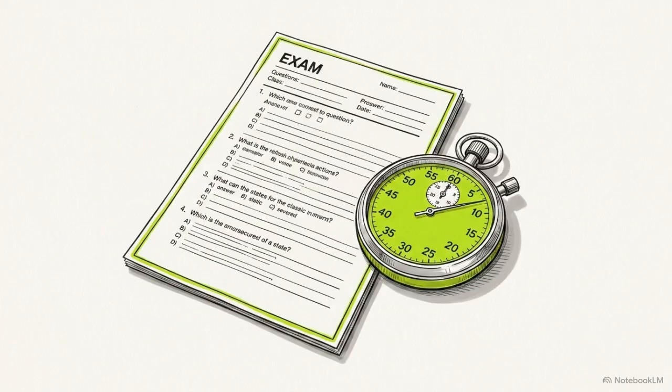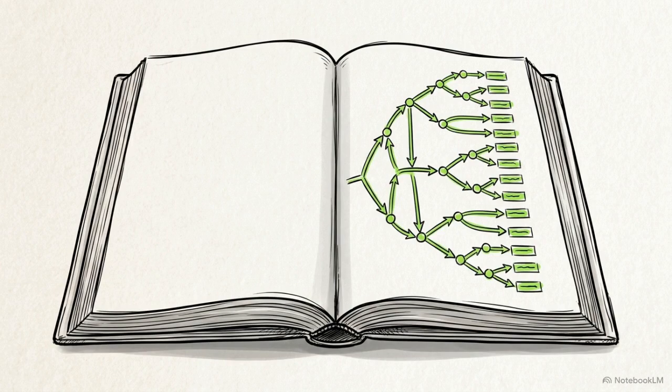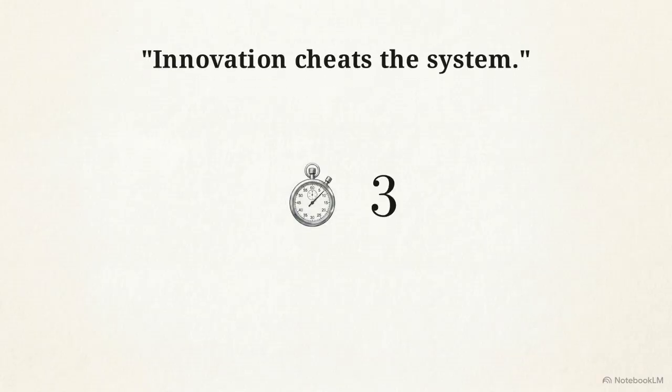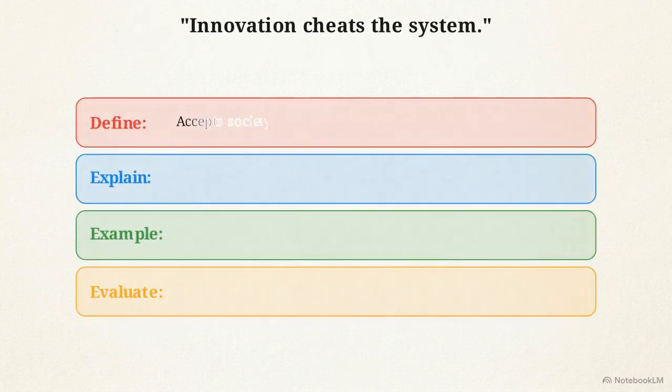Now it's your turn. We're going to run an active recall test on Robert Merton's strain theory, specifically focusing on the innovator adaptation. Pause the video now. Grab paper and write out your 4 DEE sentences using this memory hook. Innovation cheats the system. Let's check your work.